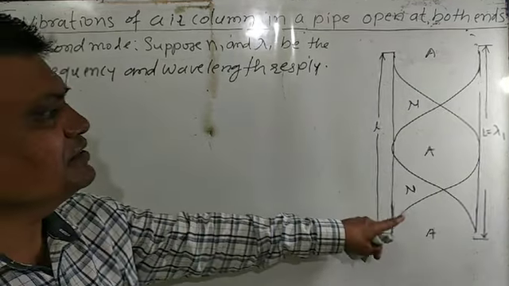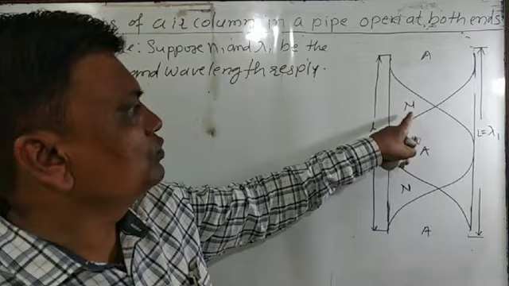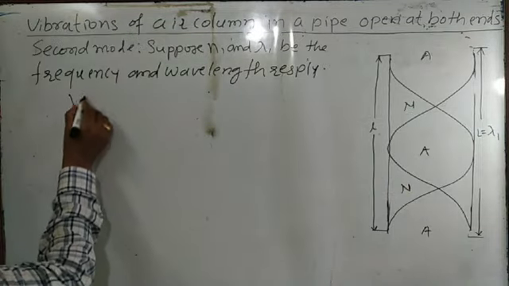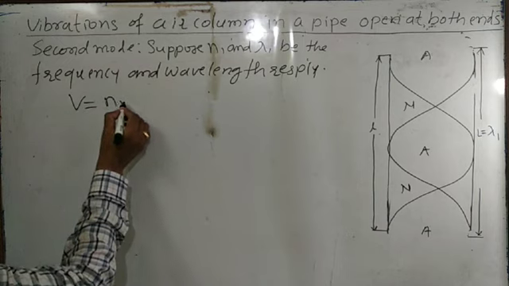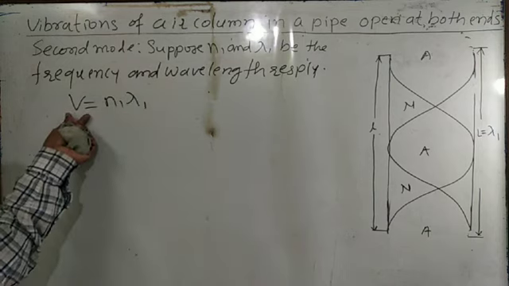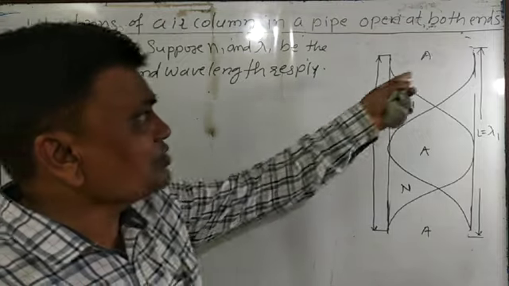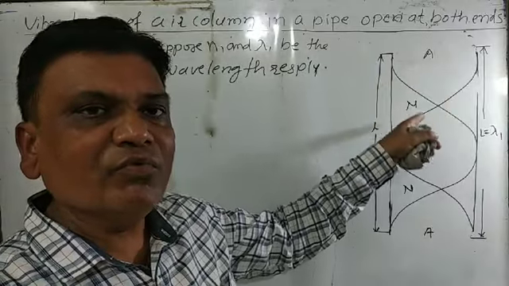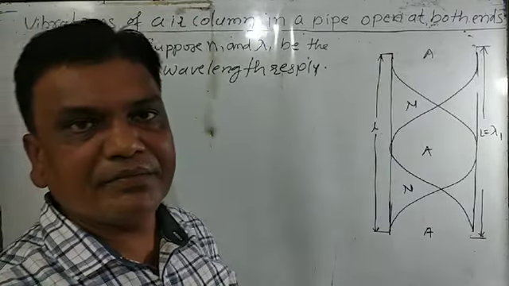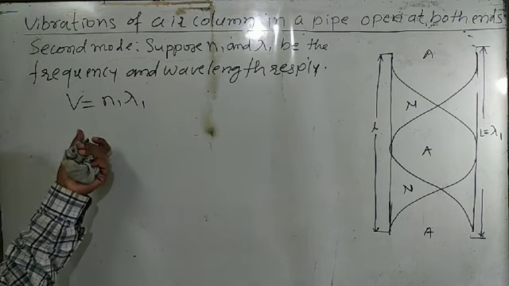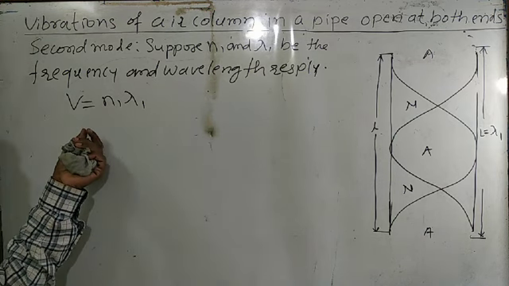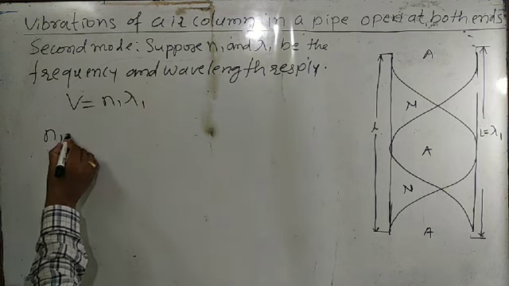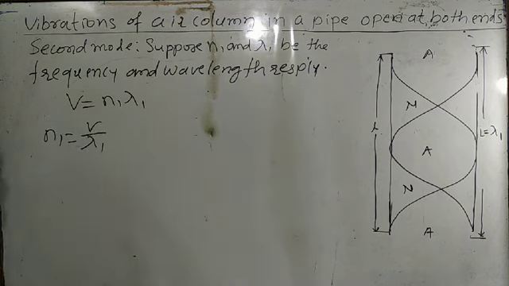So in this mode of vibration there are 3 antinodes and 2 nodes between them. So again V equal to velocity equal to N1 lambda 1. Why have we taken velocity V equal to N1 lambda 1? Because velocity is constant in the air medium, because in all these modes of vibration the medium is the same and velocity is the same. Therefore there is no change in velocity. So V equal to N1 lambda 1 and N1 equal to V by lambda 1.